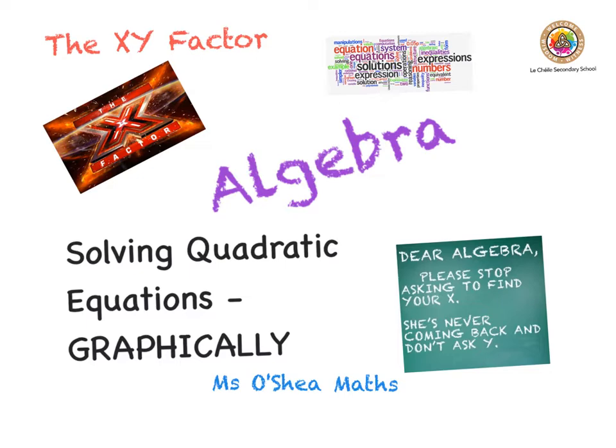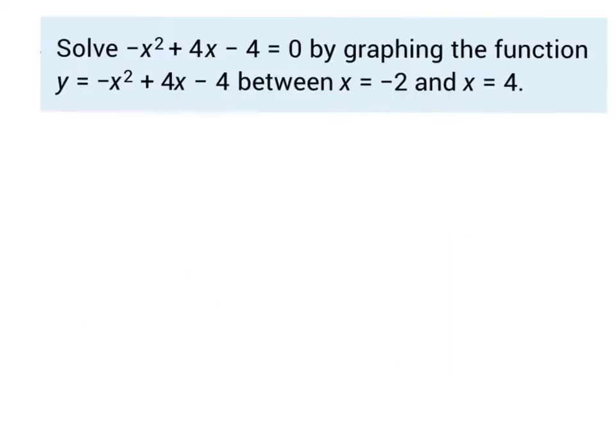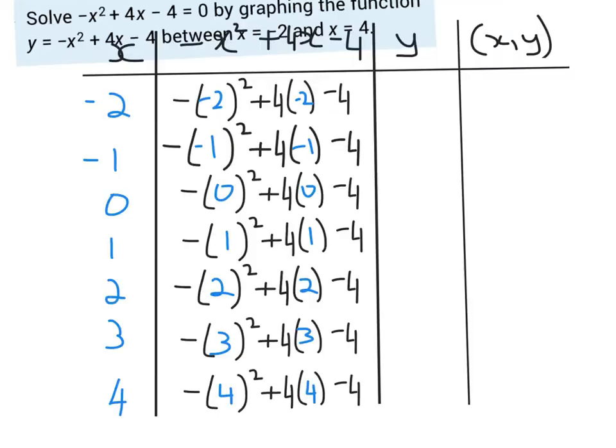Okay, and so today we are going to solve quadratic equations, and this time we're going to solve them graphically. You can see in the question here we're asked to solve minus x squared plus 4x minus 4 equal to 0 by graphing it as a function in the range x equal to minus 2 and x equal to 4. So we're just going to draw our table as normal and fill in for those first.